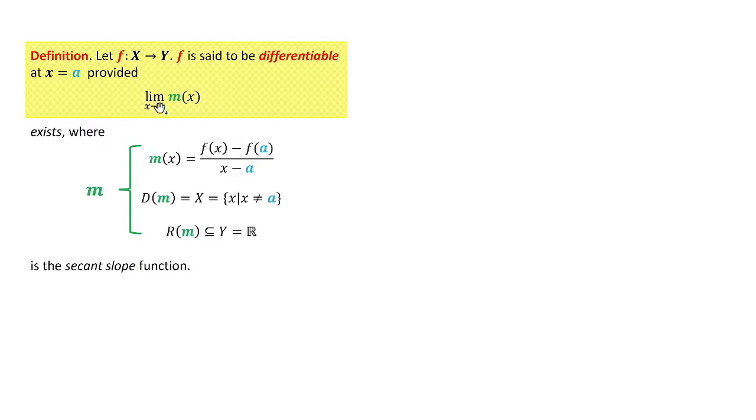And again, from the left and from the right. And of what? What's m? m is the secant slope function. It's the slope of the secant lines.